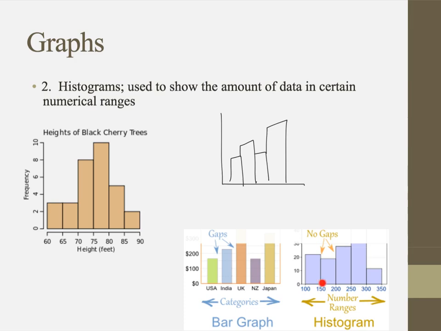Down here we can see the difference between histograms and bar charts: categories versus number ranges, gaps versus no gaps. For our purpose, it's more important to understand what's down here, because these help us decide what type of graph we're making based on the kind of data that we have.